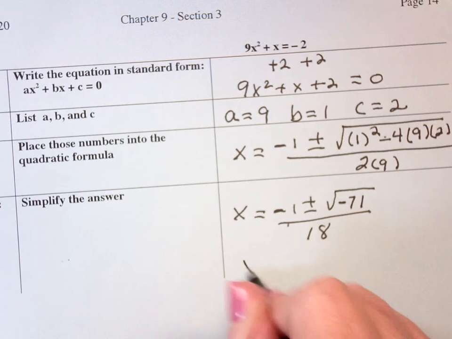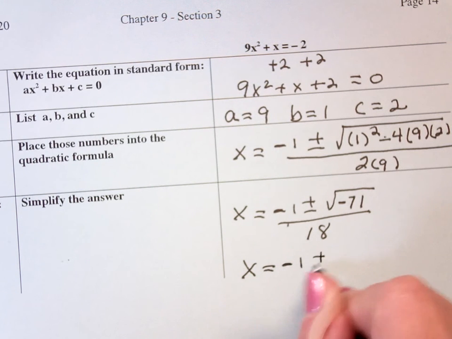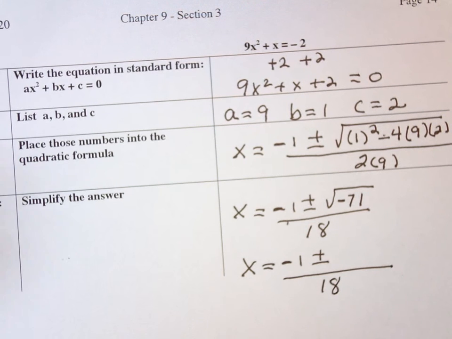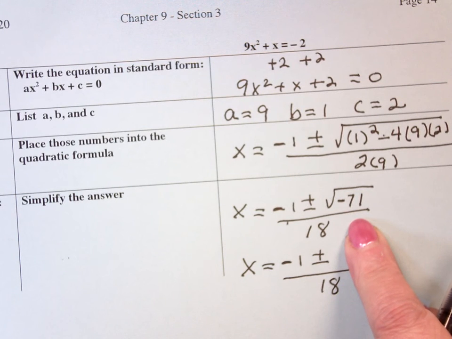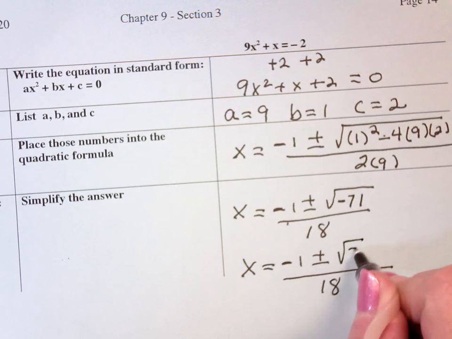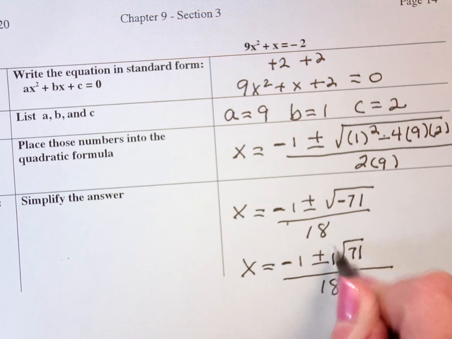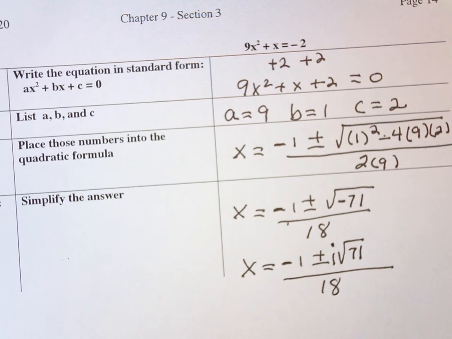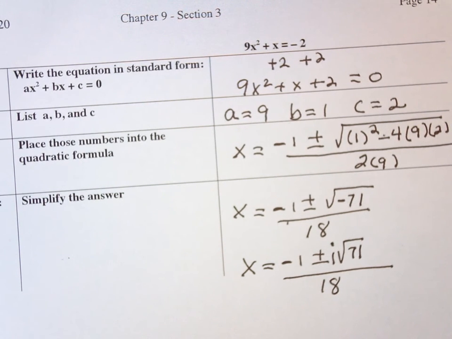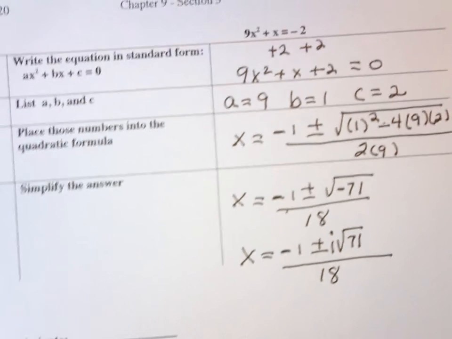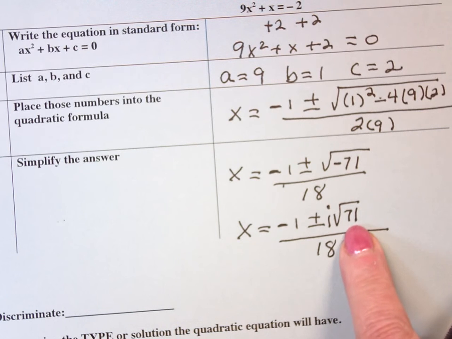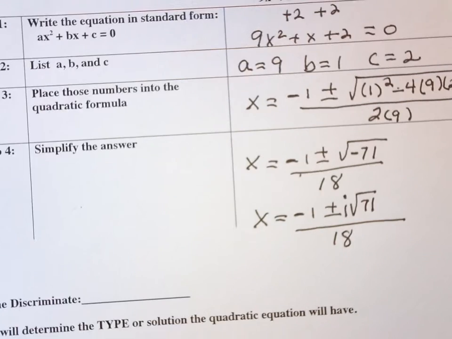So what would the final answer be? I have to simplify. What's this going to be? Square root of 71. Now you can put the i behind or you can put the i in front. Your book tends to put the i in front so that you don't get confused and think the i is under the radical. Now, if I had something like a 34 underneath here, I could take a 4 out, so I could actually simplify that radical. You'll have some of that in your pre-homework.